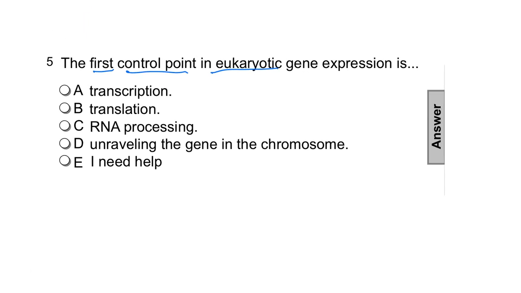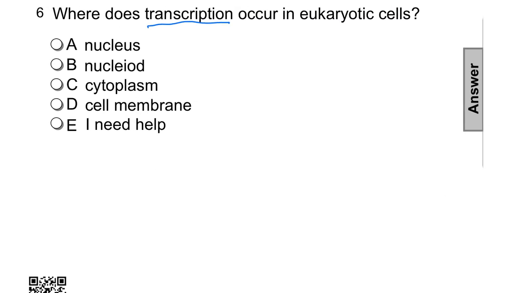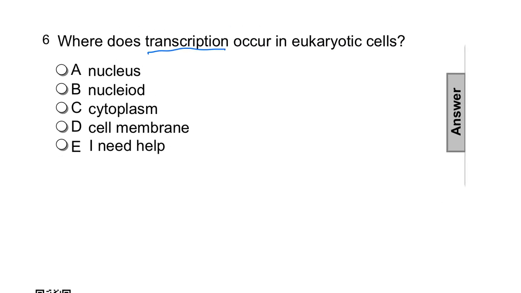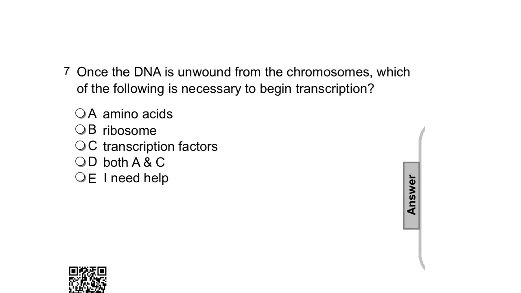The first control point in eukaryotic gene expression, well, that would be when transcription is occurring. That would be the transcription factors, which we talked very briefly about. Where does transcription occur in eukaryotic cells? Inside the nucleus. Once the DNA is unwound from the chromosomes, that means the histone proteins have come off. Which of the following is necessary to begin transcription? Transcription factors and RNA polymerase. Okay, that's for eukaryotic cells.